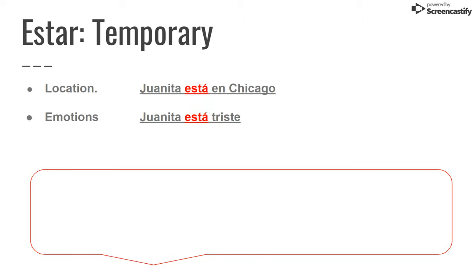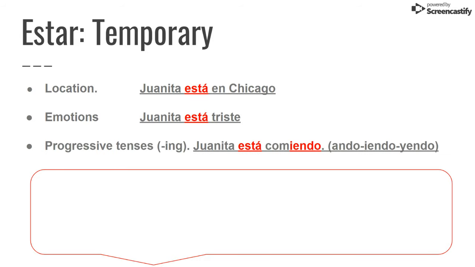We also use estar to talk about emotions. Yo estoy triste, yo estoy feliz. That's why we ask, ¿cómo estás? Because it's how you feel today. Also, we are going to use estar in the progressive tense, which is our -ing, like coming, eating. So Juanita is eating. Juanita está comiendo.